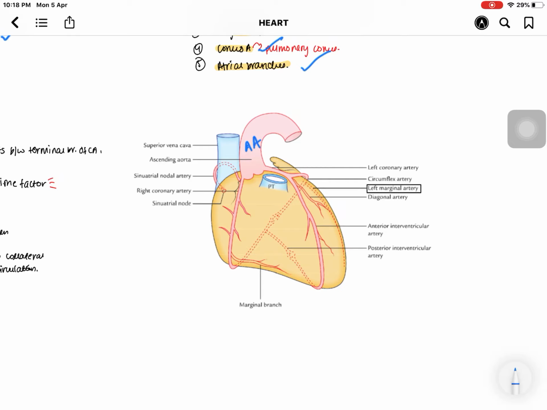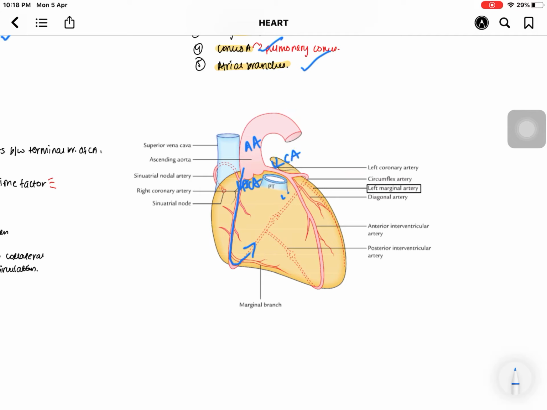This is the ascending aorta. The right coronary artery originates from it, moves downwards, notches around the inferior border of the heart, and goes backwards to anastomose with the left coronary artery branch.